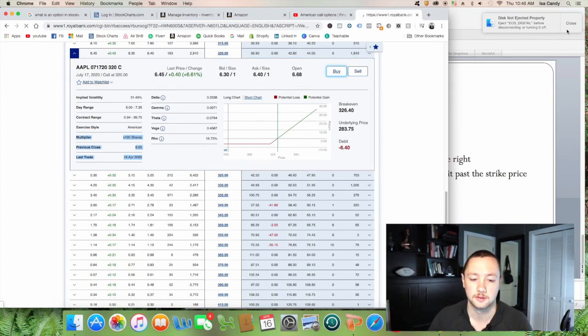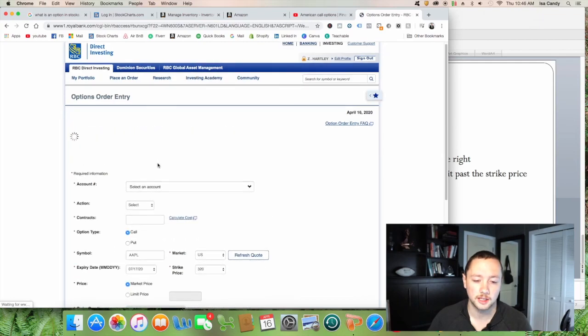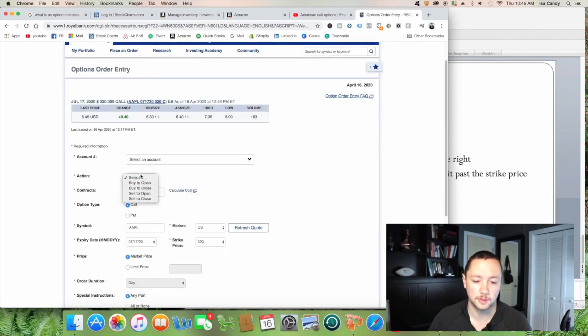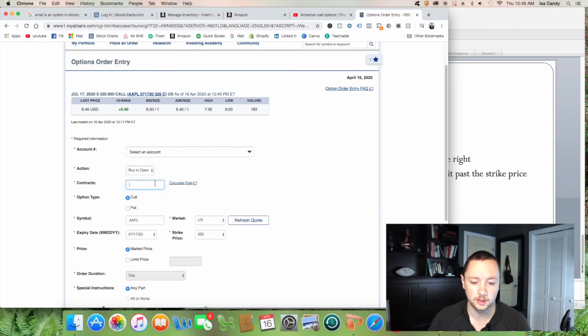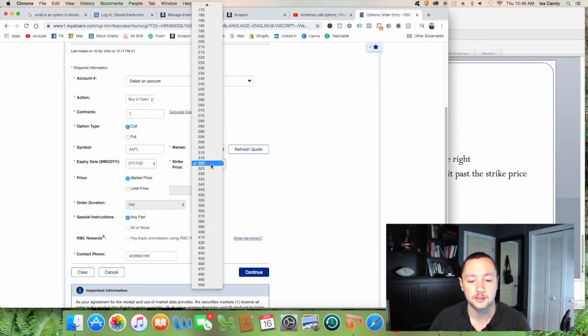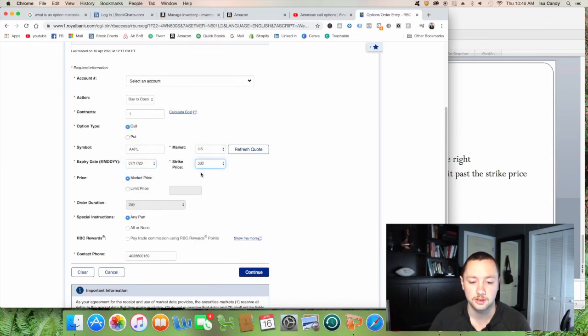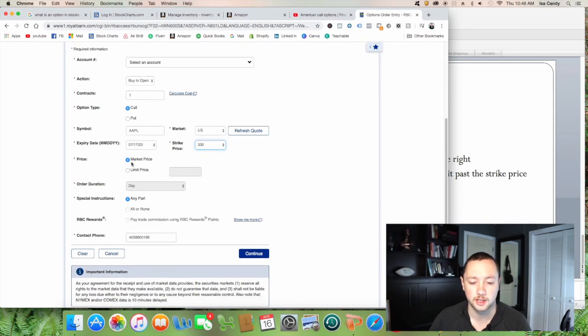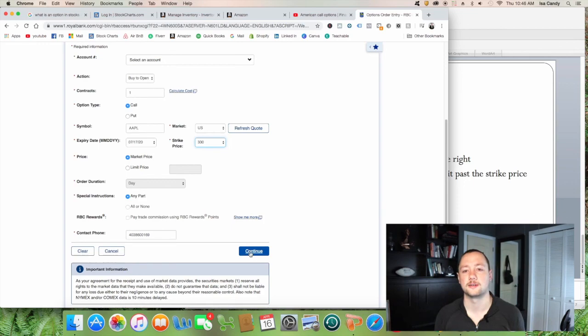We'll buy this, boom. So I choose my account. I say that I want to buy to open it. I want one contract of 100 shares. I want to buy the call and not the put. I want to buy Apple on the US market. Expiry date of July 17th. You can choose all the different days right here. A strike price of $330. I'm going to do it at the market price so that it executes, and I want to do it in any part. You hit continue and submit, and then you will have executed your options trade.